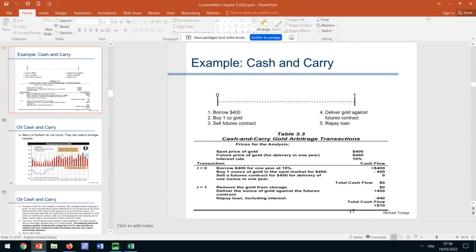Strategy is where you sell the physical good, but for that you have to own it, and then you buy it back forward.